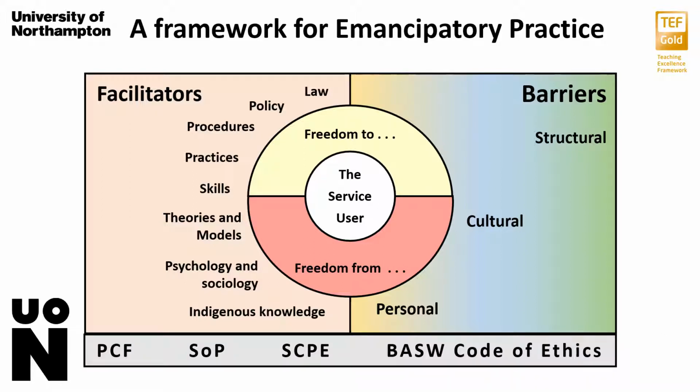All of that is going to be underpinned by the different codes of practice and standards and ethics that social workers in England are expected to work under. So that's the professional capabilities framework, the standards of proficiency, the standards of conduct, ethics and performance, and the Basel Code of Ethics. So we're going to be looking at all those underlying principles and values that underpin the whole principles of emancipatory social work practice in England.